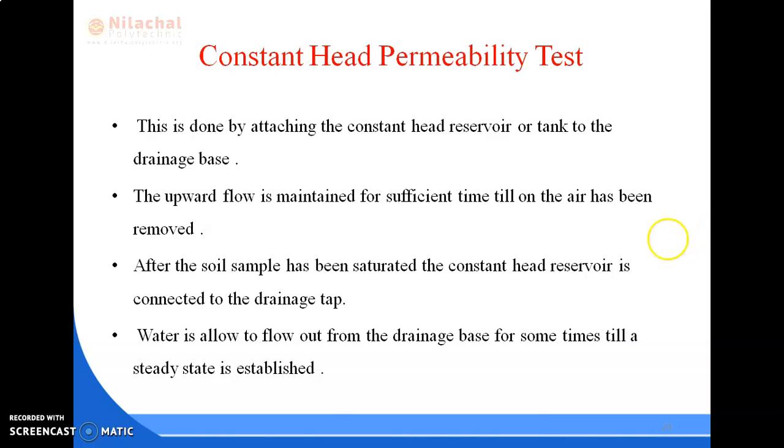For this lecture this much. In the next lecture also we will discuss more about this constant head permeability test.